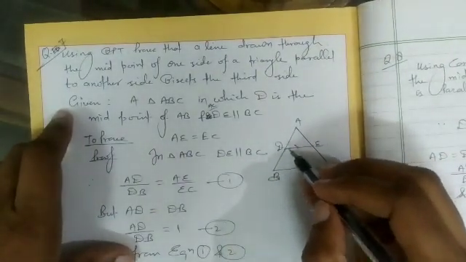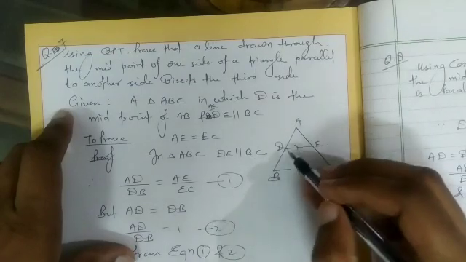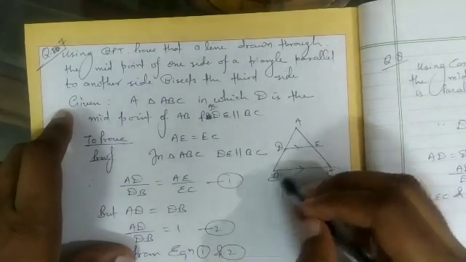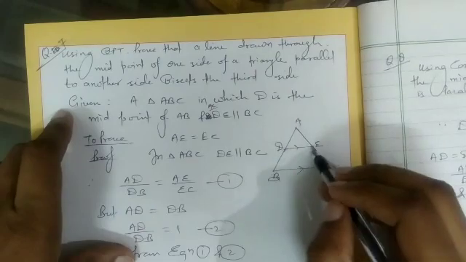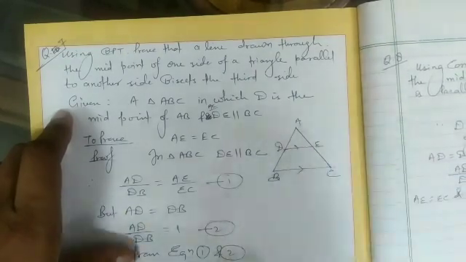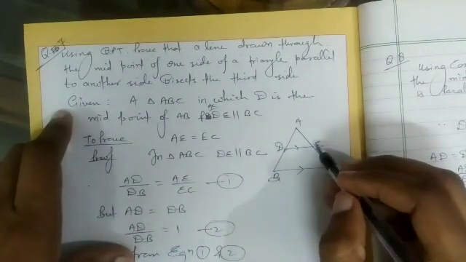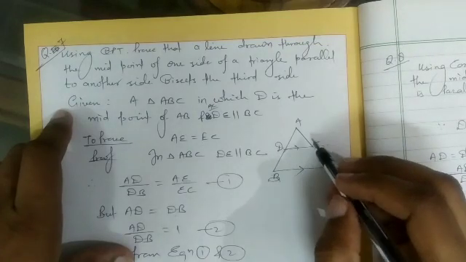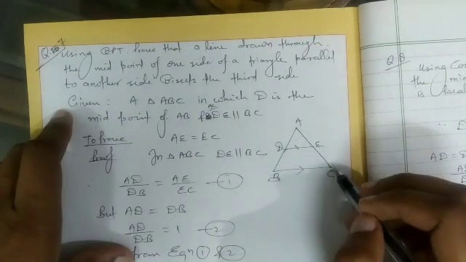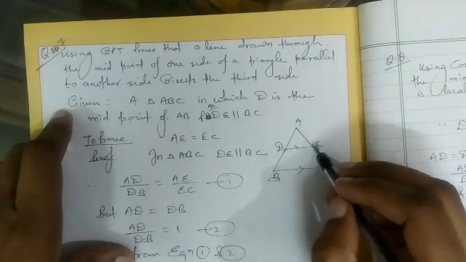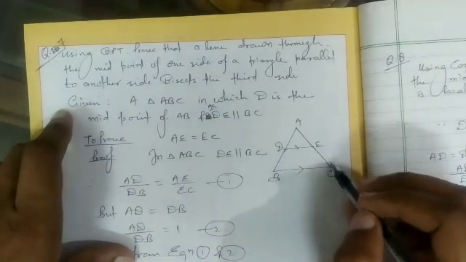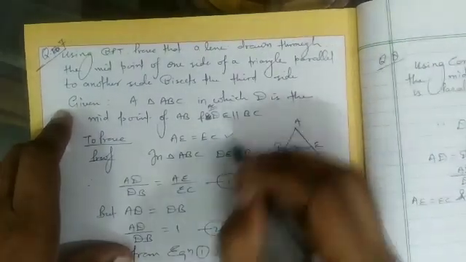We are already given that D is the midpoint of AB. It means D is bisecting AB. Here we have to prove that it is bisecting AC also, so we can also prove that AE equals EC. If it is bisecting AC, then AE will be equal to EC. This we have to prove here.